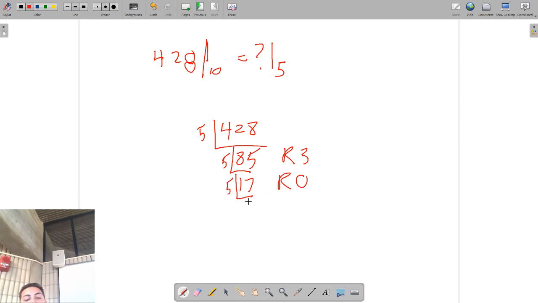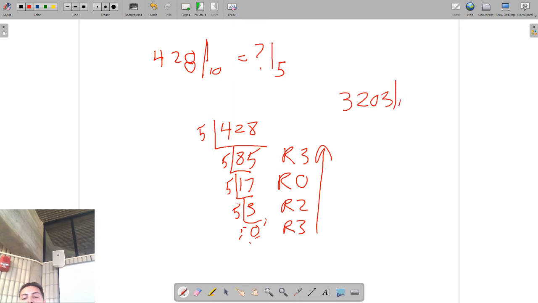At this point, I think I can eschew the calculator. What's 17 divided by 5? 3 with a remainder of 2. What is 3 divided by 5? 0 with a remainder of 3. And that's the important one. When you reach 0 as the quotient, you're done. And then you read bottom to top. So 3203 base 5 is equal to 428 base 10.